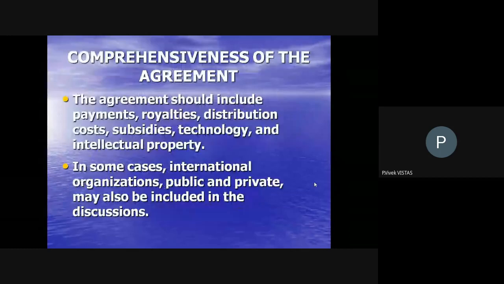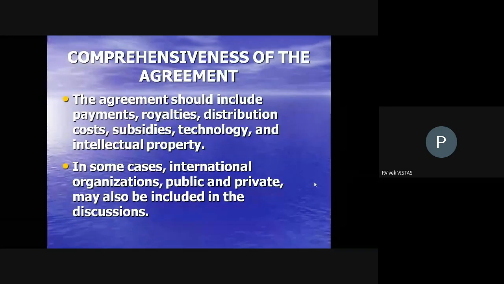So, comprehensiveness of the agreement. What all should be there in the agreement? Payments, royalties, distribution, cost, subsidies, technology, intellectual property. So these must all be included in the agreement. Okay, so these are the main parameters which should be in the agreement.